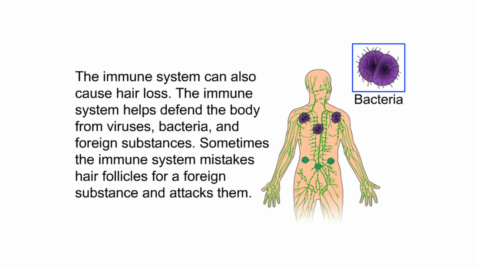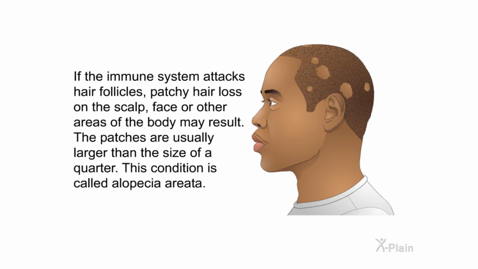The immune system can also cause hair loss. The immune system helps defend the body from viruses, bacteria, and foreign substances. Sometimes the immune system mistakes hair follicles for a foreign substance and attacks them. If the immune system attacks hair follicles, patchy hair loss on the scalp, face, or other areas of the body may result. The patches are usually larger than the size of a quarter. This condition is called alopecia areata.